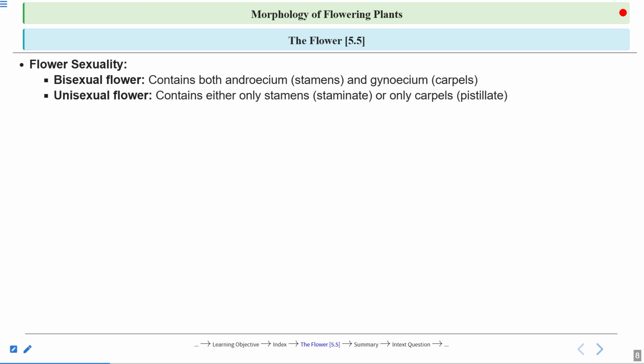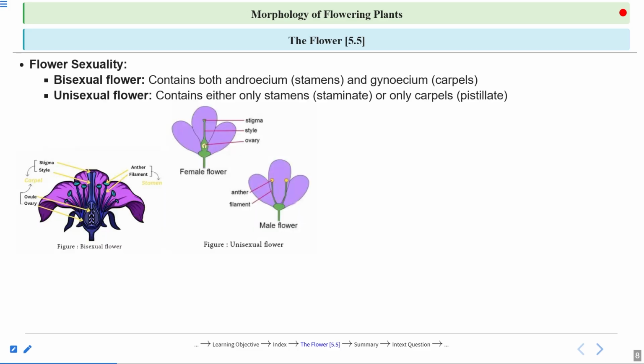But there are some flowers that are unisexual. Why are they called unisexual? Because they contain either stamen or carpel, meaning either the male reproductive organ or the female reproductive organ. So that flower is called unisexual, right? If they contain the stamens, you call it the staminate flower. And if they contain the carpel, they call it a pistillate flower.